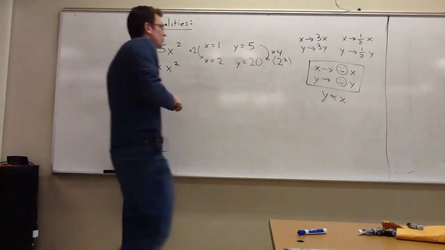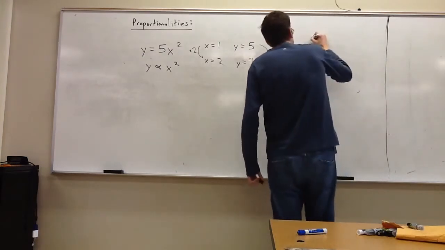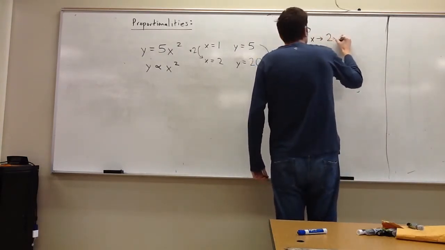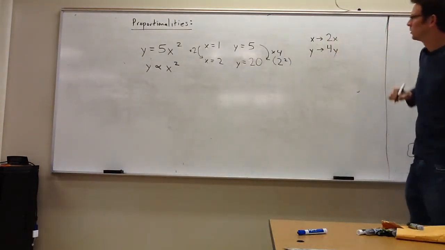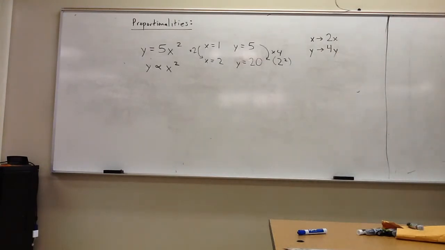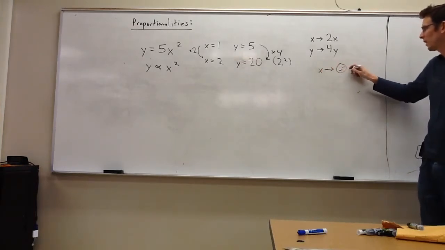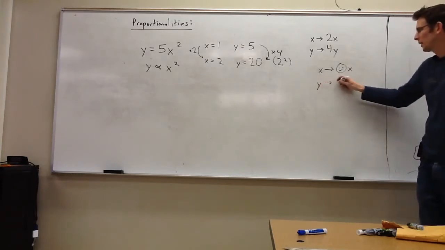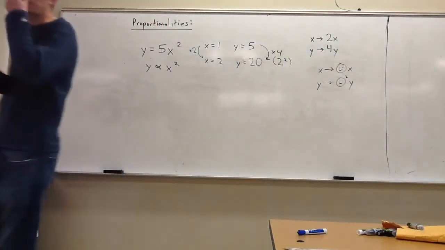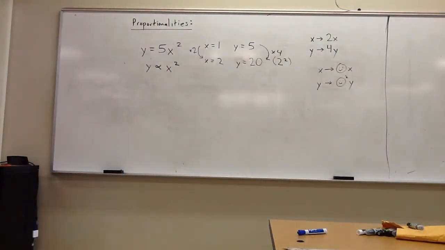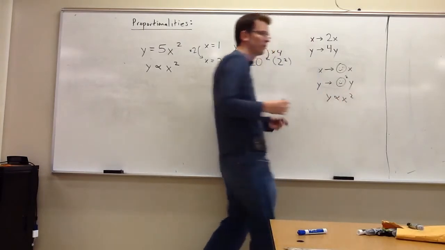If you were to sum up this relationship, we saw that if x is doubled, then y is actually quadrupled. Or if we want to do it not just in terms of a specific number, let's do it in terms of smiley faces. If x goes to smiley face times x, then y goes to smiley face squared times y. Okay? So that's just another way to encapsulate the idea that these two have this relationship in the equation.